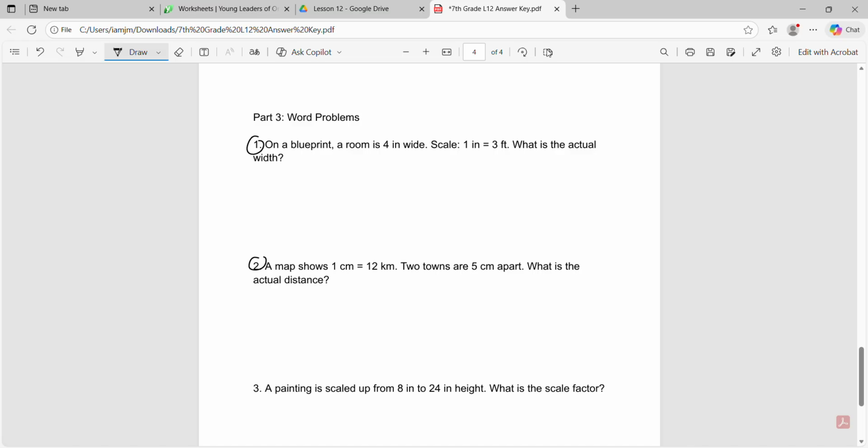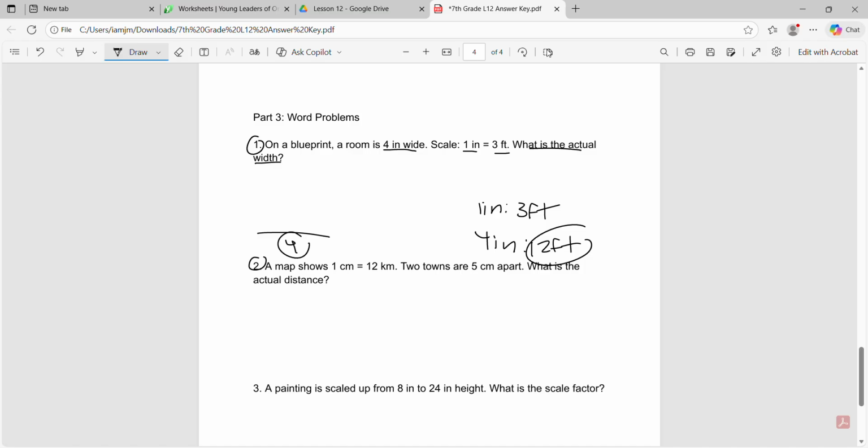Okay, moving on to our next question, part 3. Number 1. On the blueprint, a room is 4 inches wide. The scale is 1 inch to 3 feet. What is the actual width? So here on the drawing, the blueprint, the room is shown to be 4 inches wide. If you were to apply that here, multiply both sides by 4. 4 inches is 3 times 4, which is 12 feet. 4 inches wide on the drawing is equal to the actual length of 12 feet.